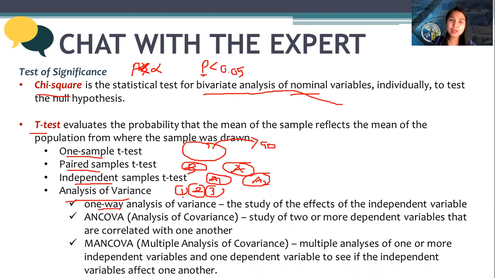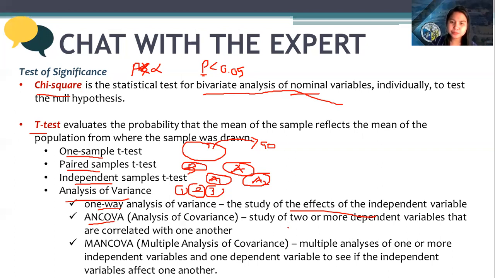The first is one-way analysis of variance. For example, we study the effects of the independent variable: method 1, method 2, method 3. That's only one-way analysis of variance. But for ANCOVA, we study 2 or more dependent variables that are correlated with one another.